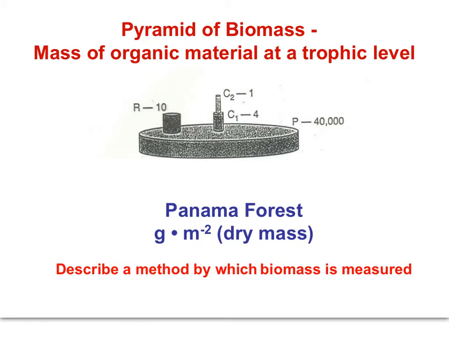The units are not rates, but instead are grams per meter square, or could be joules per meter square. The biomass pyramid from a forest in Panama displays a decrease in biomass through the food chain. This is in accordance with the second law of thermodynamics.